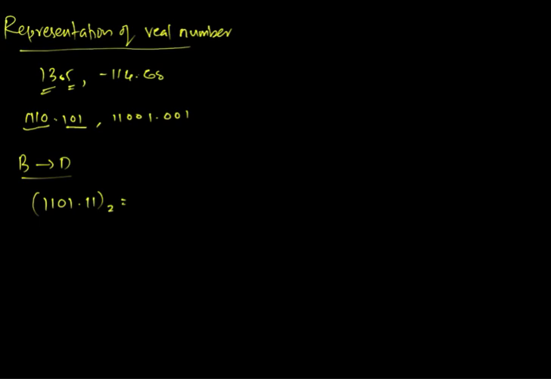And you know that here, if you consider this number, the first number before the decimal point, that is 1, has a weight of 2 raised to 0, plus the next number will have a weight of 2 raised to 1, and the next number will have a weight of 2 raised to 2, and the next number will have a weight of 2 raised to 3.